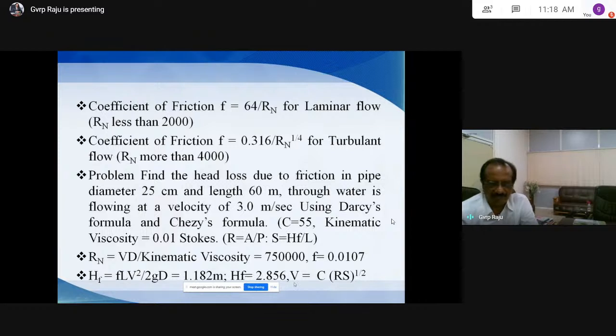So in this equation, the velocity V is equal to 3 meters per second, and C is 55, and R is d by 4, 0.25 by 4, and S is hf by L. hf is not known, and L is 60 meters. You have all the values except the value of hf. So from this equation you can find out hf, which is equal to 2.856.